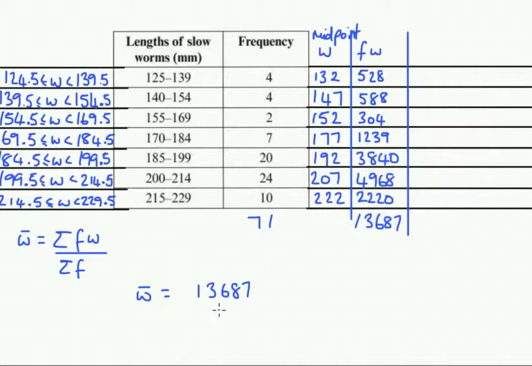13687 divided by 71, which is 192.8 millimeters, or 193 to 3 significant figures.